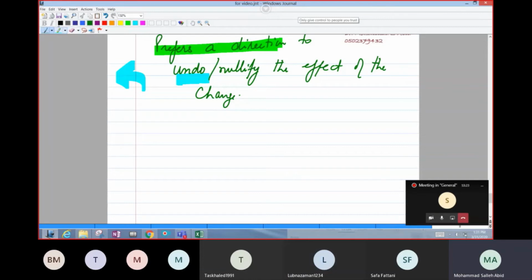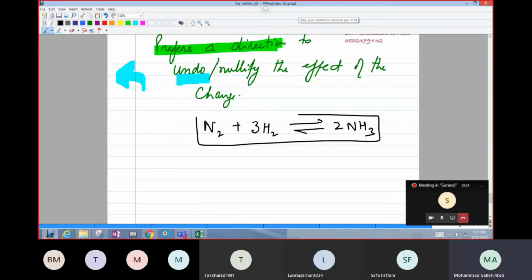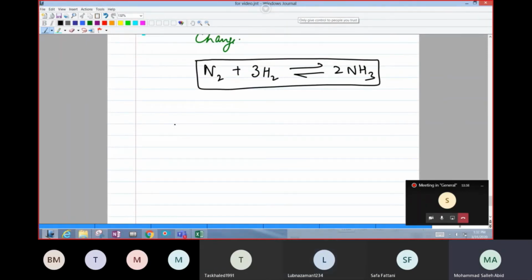So I will take an example. The most common example, N2 plus 3H2 gives you ammonia, and I will use this reaction to explain all the conditions. But this can be applied to any reversible reaction. So first of all, I am explaining the effect of concentration. Usually we talk about the reactants, but it can be similarly applied to the products also.